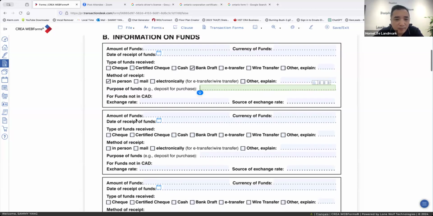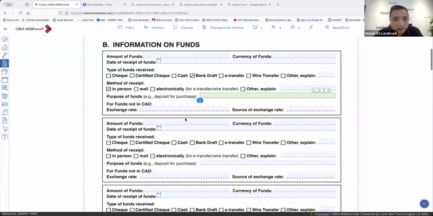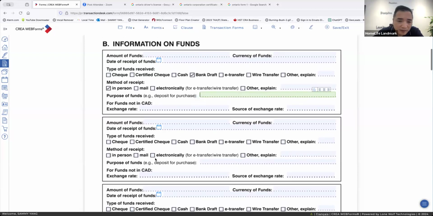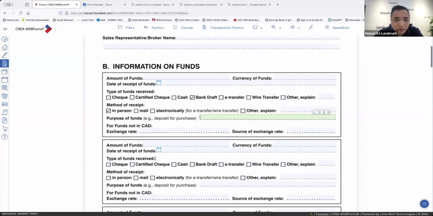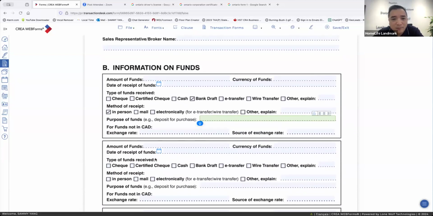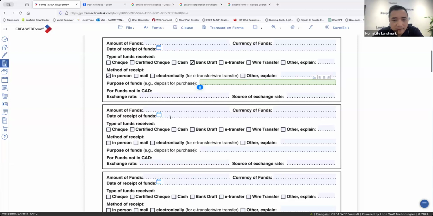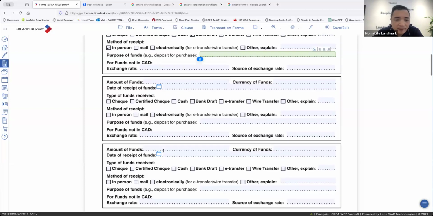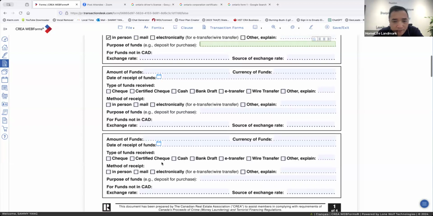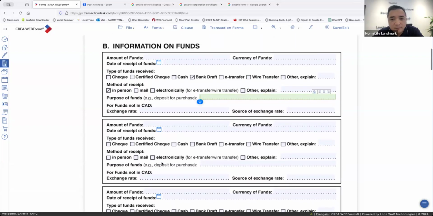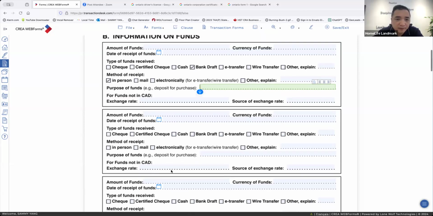And the next one, there's the amount of the funds. They have three separate blocks. The reason is, maybe the buyer needs, let's say, a 30,000 deposit. But from bank A they have 10,000, from bank B they get 10,000, and maybe from bank C they get 10,000. So if the deposit is not from one bank, if they have more than one deposit, you can use these three separate blocks.